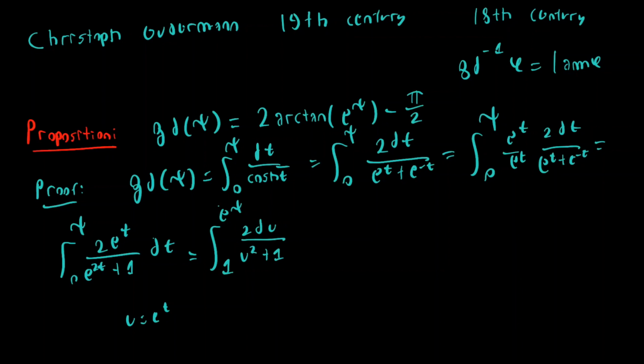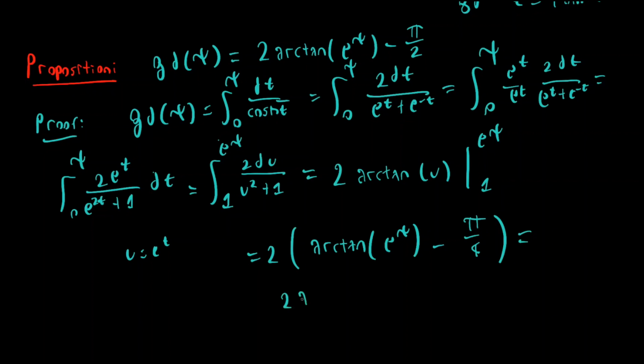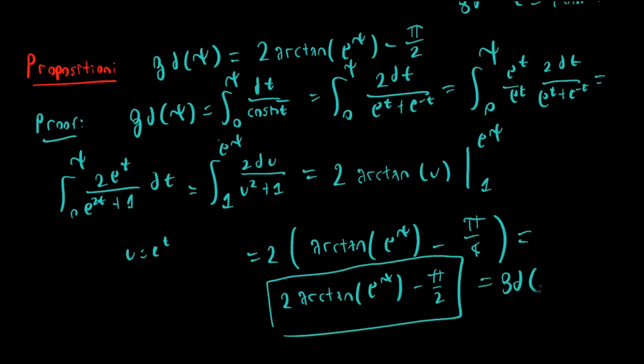The integral of 1 over u squared plus 1 is just the arctangent. So we have 2 times the arctangent of u, with u going from 1 to e to the psi. And this is the arctangent of e to the psi, all minus pi over 4, because we know the arctangent of 1 is pi over 4. Distributing the 2 over this expression yields 2 times the arctangent of e to the psi minus pi over 2. And this is our desired expression for the Gudermannian function.